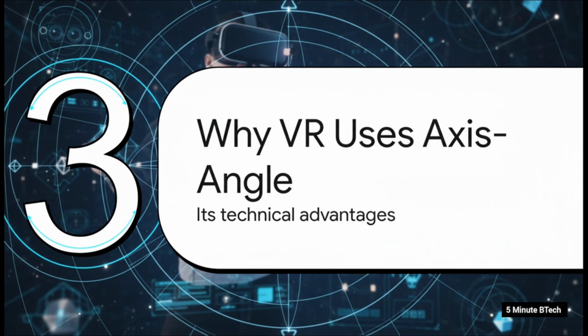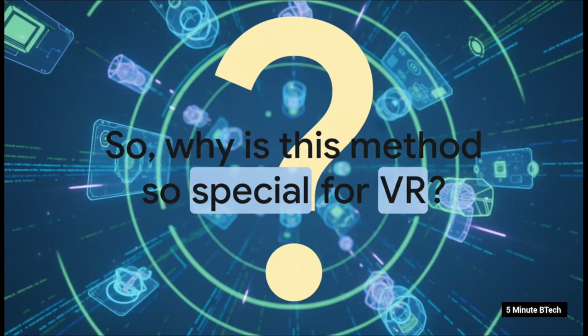So that leads to a really important question, right? Why is this specific method so darn important for VR hardware and developers? And it's a fair question. There are definitely other ways to handle rotation out there, like Euler angles. But axis angle has a couple of massive advantages that basically make it the undisputed champ for virtual reality.